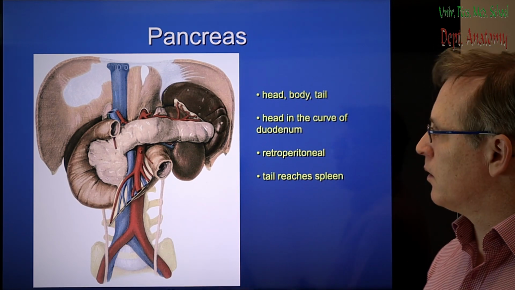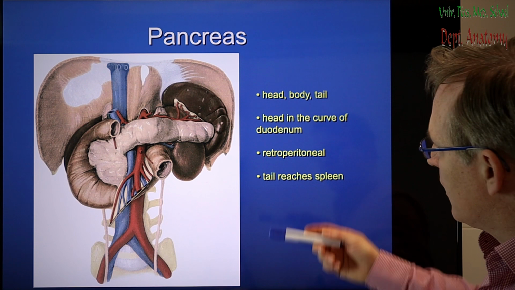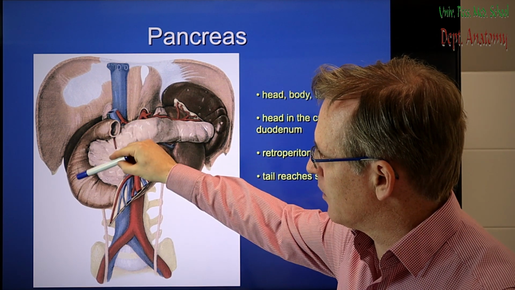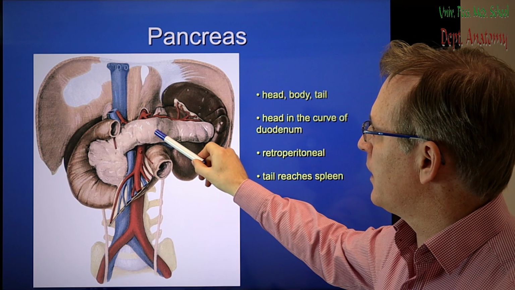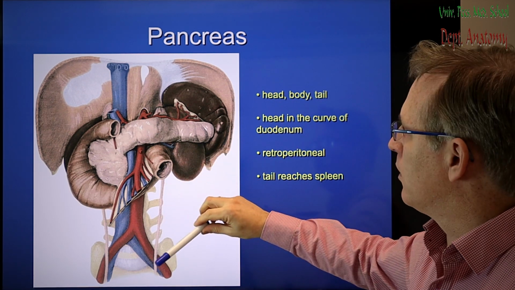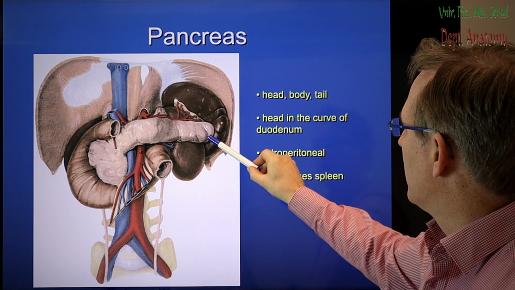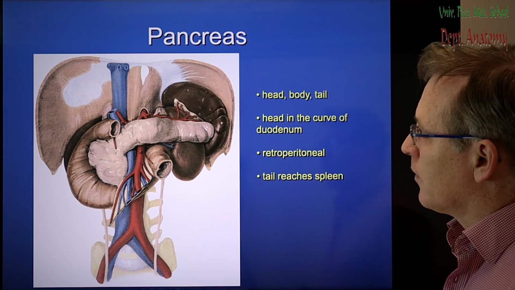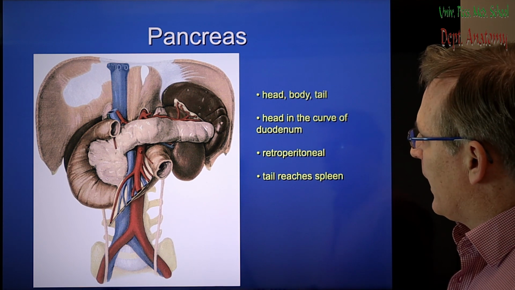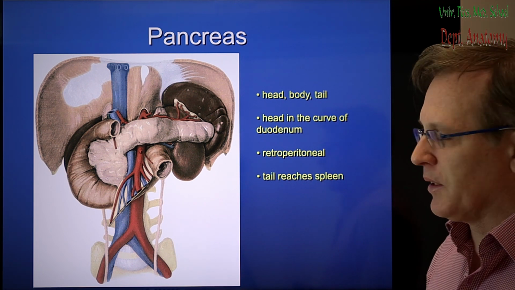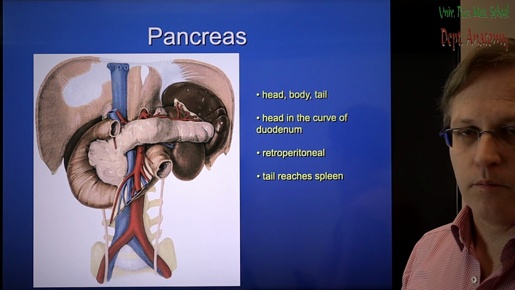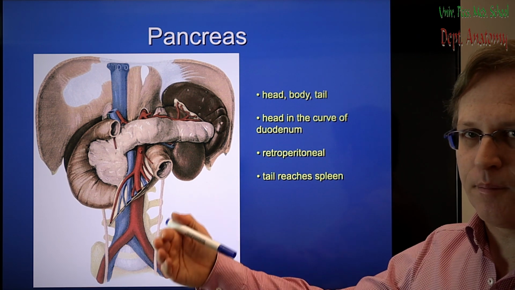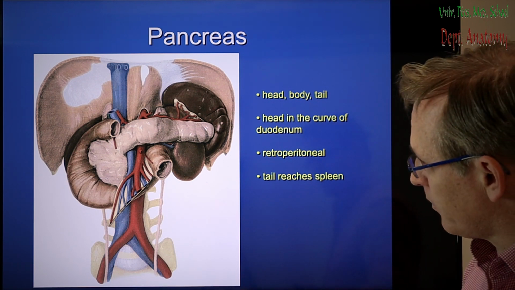Pancreas, the following topic. The pancreas anatomically divides into the head on the right side, surrounded by the duodenum, the body, the middle part, and finally the tail. The tail reaches the spleen. The body and the tail of the pancreas are located in the retroperitoneum, so the posterior part of the abdominal cavity behind the parietal peritoneum.